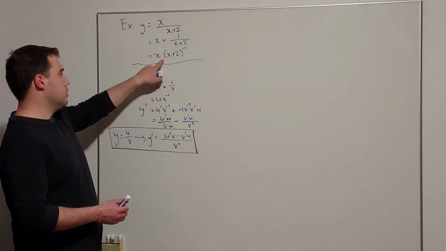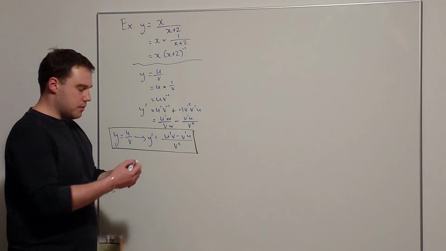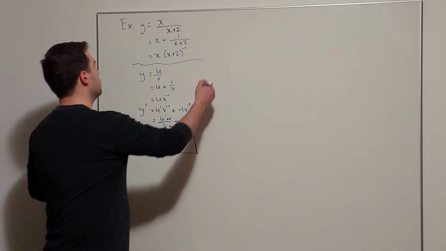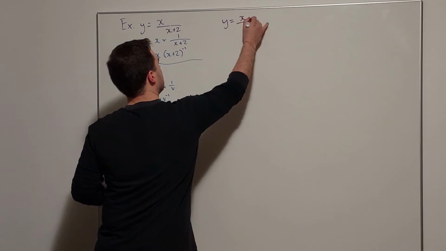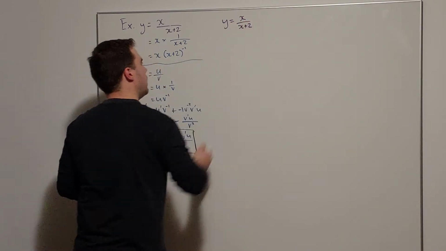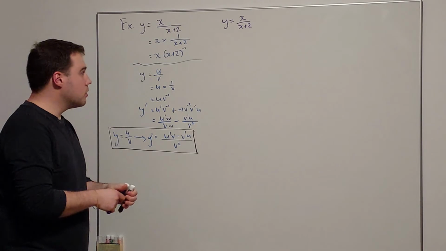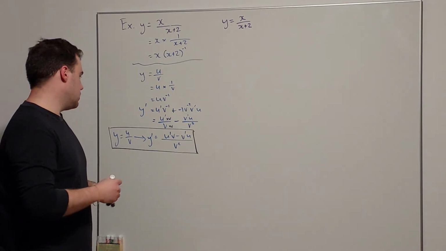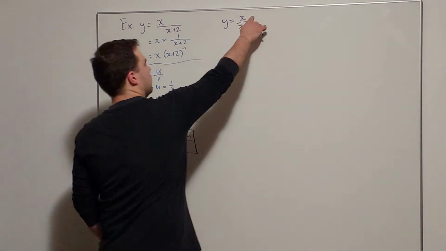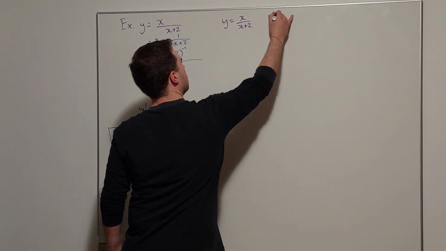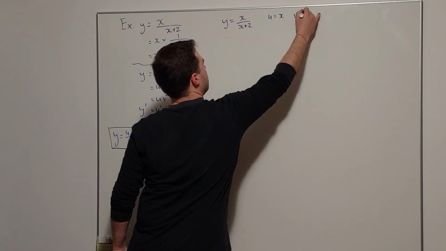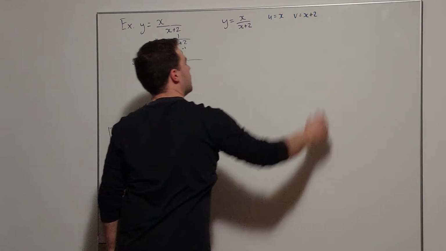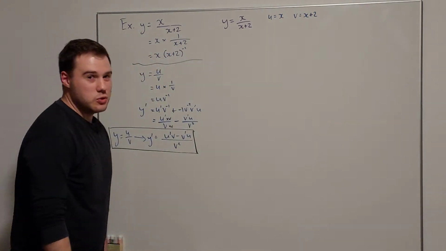And if you wanted to, you could use the product rule here and see if you get the same thing, but just to showcase using the rule, let's rewrite it. We have y equals x on x plus 2. So let's write the numerator u as x, and the denominator v as x plus 2. Not going to be too tricky.